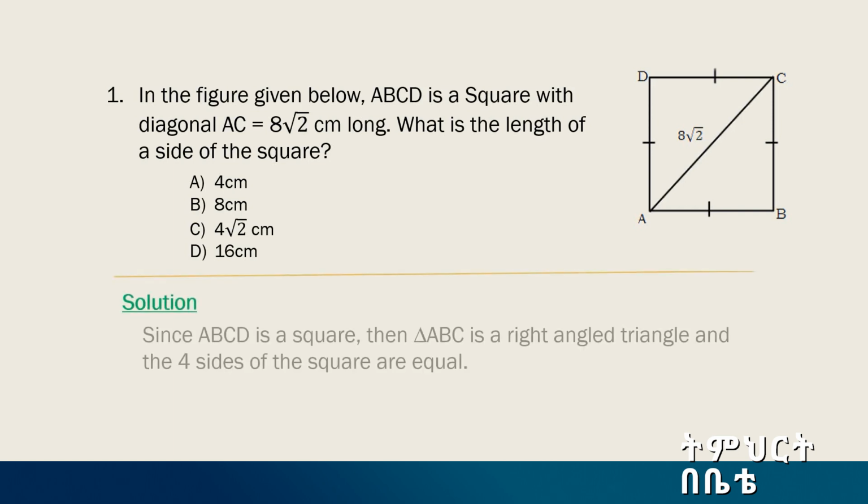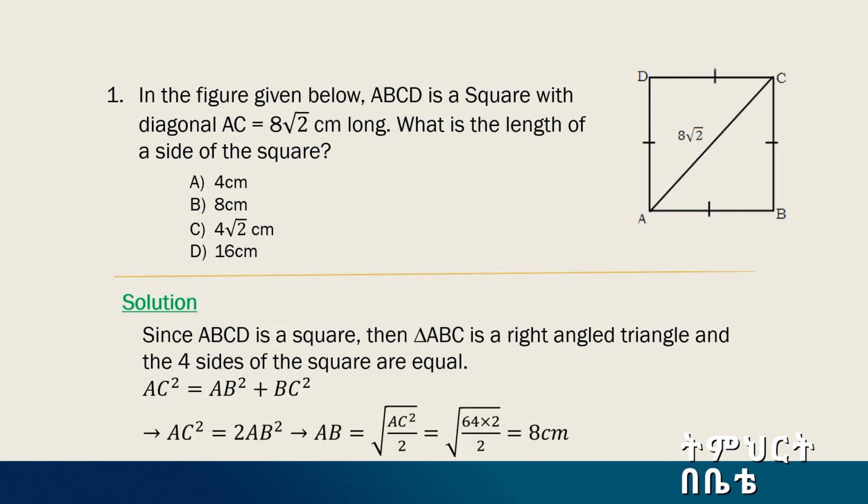Here's the solution. Since ABCD is a square, then triangle ABC is a right-angled triangle and the four sides of the square are equal. AC squared equals AB squared plus BC squared by Pythagoras' theorem. So AC squared equals 2 AB squared because these two lengths are the same, which means that AB equals the square root of AC squared over 2, which is equal to the square root of 64 times 2 over 2, which is 8 centimeters. So the answer is B.